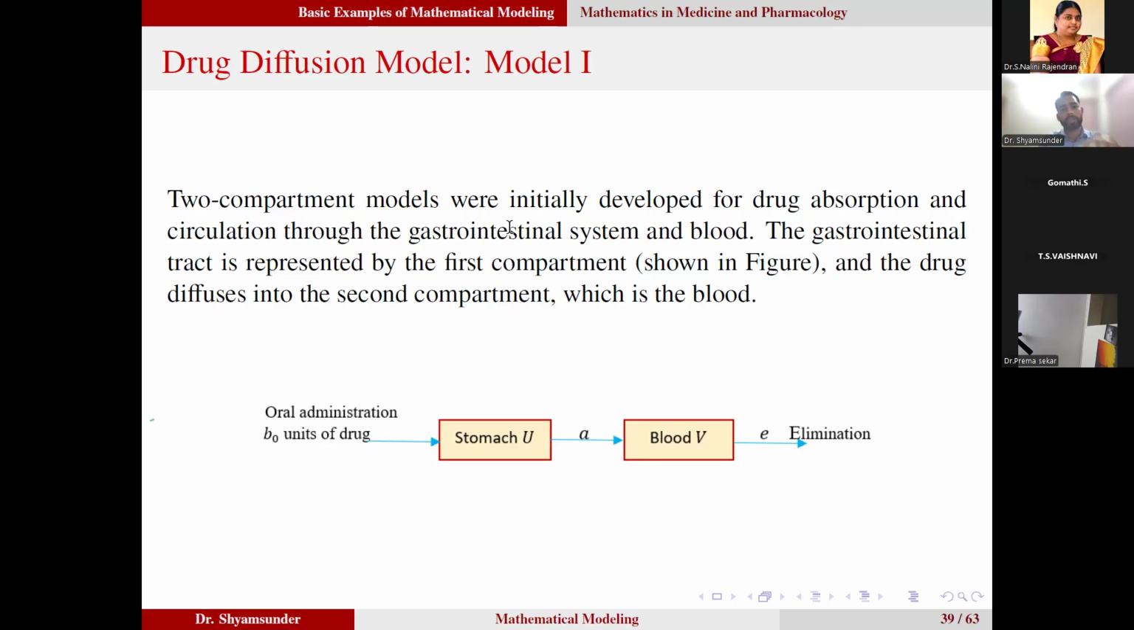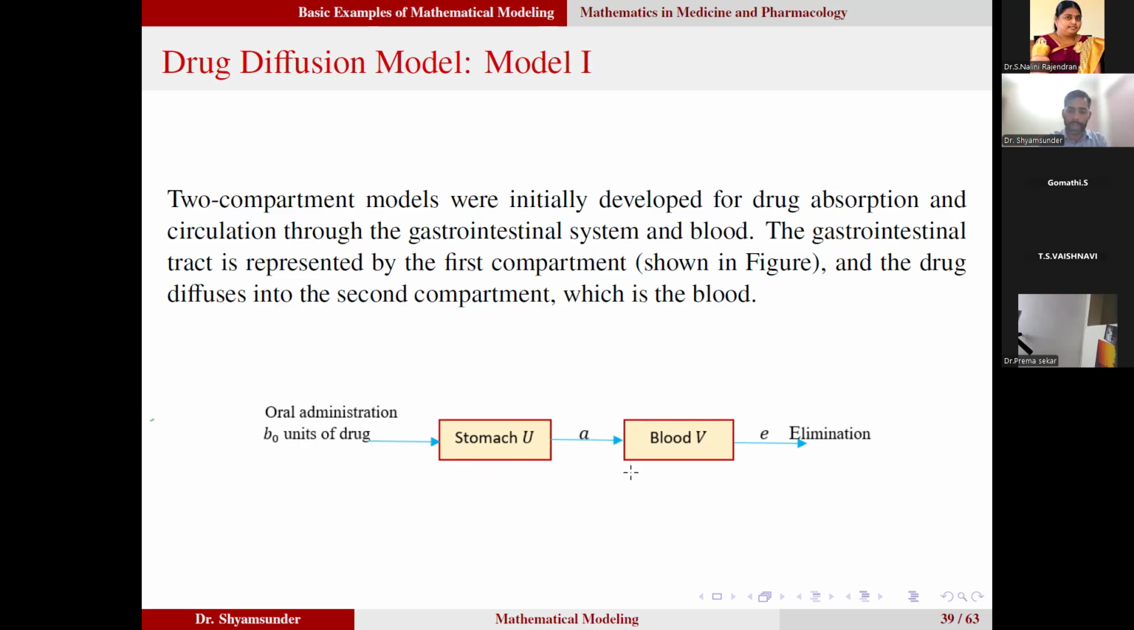Then drug diffusion is a major part, and we take three models. The first is oral delivery, which goes to the stomach. That is, capsule and powder forms taken orally. This is the two compartment model. U denotes the stomach, the GI tract or gastrointestinal system, and V denotes the blood.